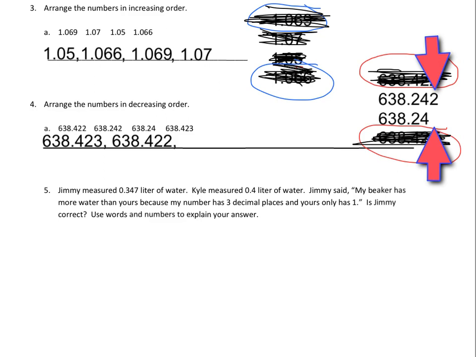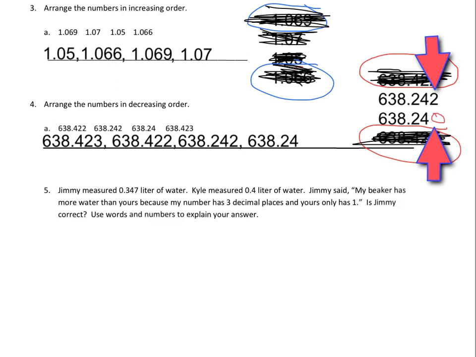If you ever see that there is not a number in the thousandths place, you can fill in a 0 to help you compare the two numbers. Now let's compare. We have a 2 and a 0. We are looking for the largest number in the thousandths place. 2 is greater than 0, so 638 and 242 thousandths will be the third number on our line, and 638 and 24 hundredths, or 638 and 240 thousandths is another way of saying it, is our smallest number. We'll add those numbers over to the left, and then we will have completed question number 4.